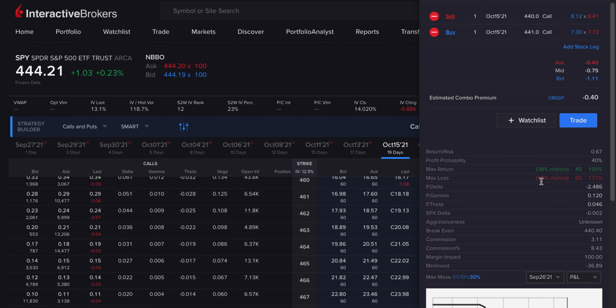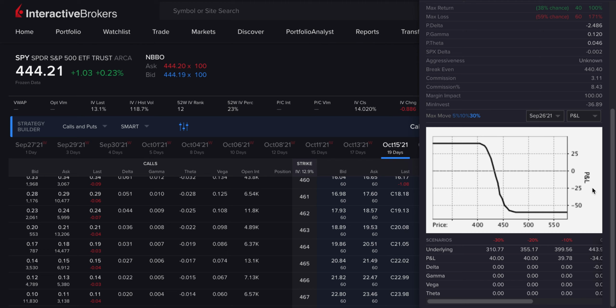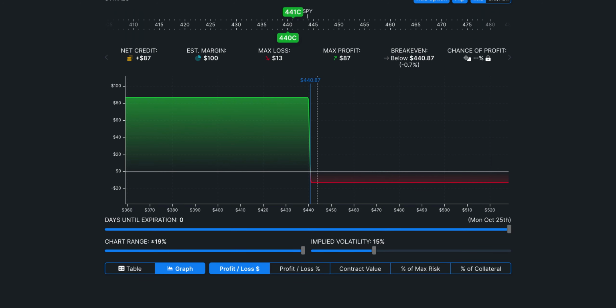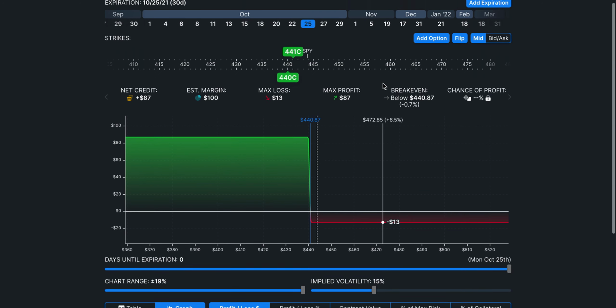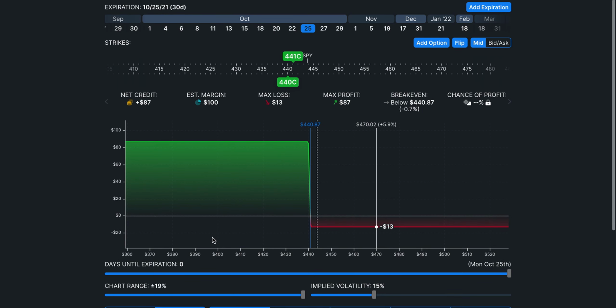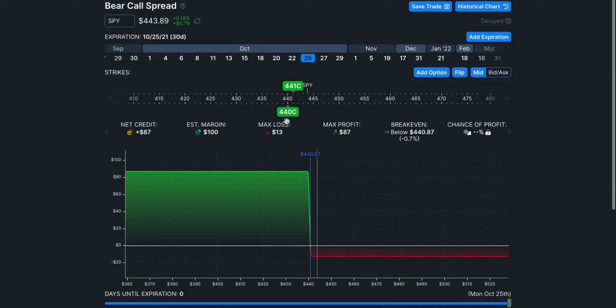But I don't like this visual representation. As you guys know, I'm not a big fan of this visual representation on Interactive Brokers. So we're going to go ahead and use OptionStrat, my favorite website. Look at this. Tell me this is not more visually appealing. So beautiful. So we're going to construct the same strikes. We have the 440, which is the short call. And then we have the 441, which is the long call.